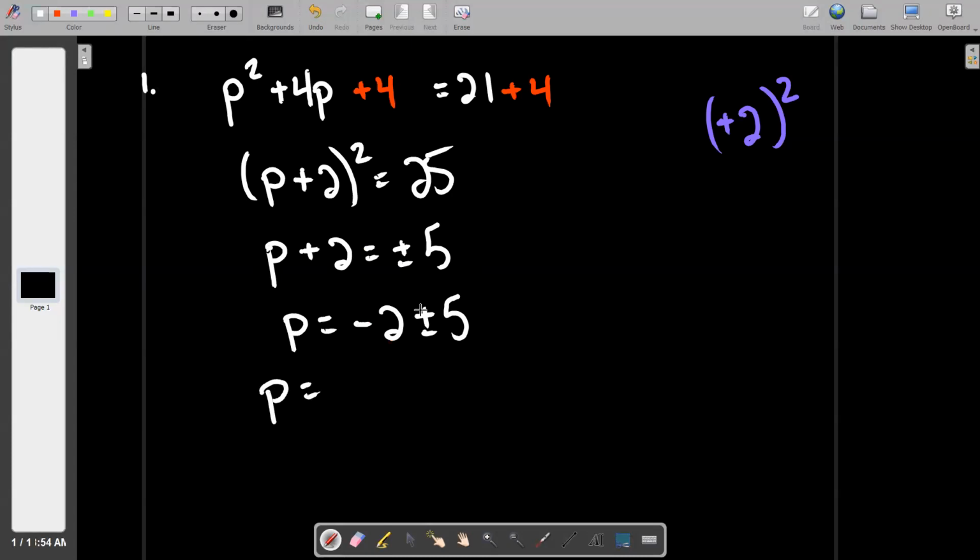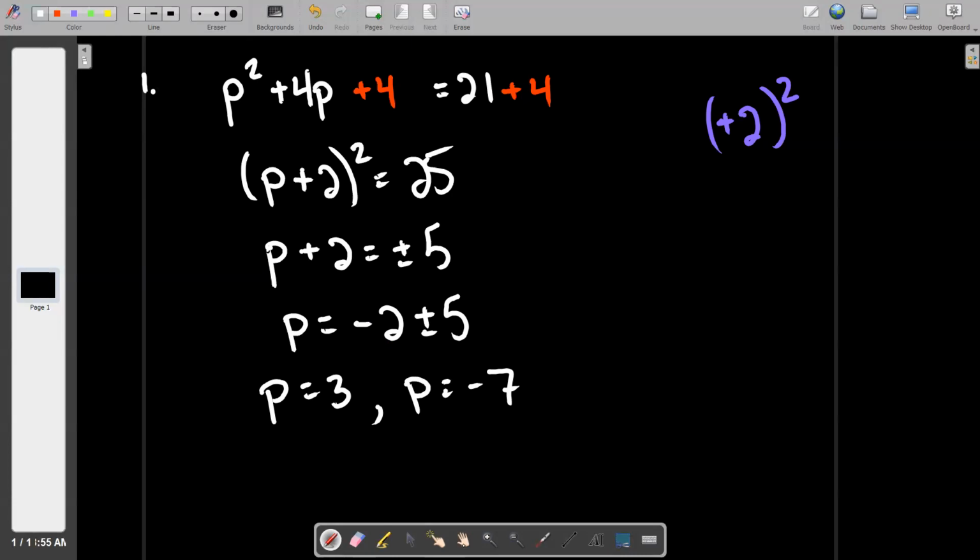We get p equals negative 2 plus 5, which is 3. And we get p equals negative 2 minus 5, which is negative 7. And that will not happen again to us in the next half hour. So that's the only one where that is the case. Any questions on number 1?